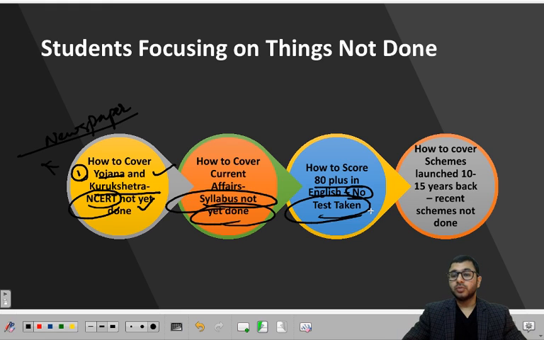How to cover schemes launched 10 to 15 years back? A lot of students asked me, sir, there were three questions from schemes from 1996 to 1999. How do we cover those kind of schemes? There were 20 other questions from schemes between 2017 to 2018. The focus has to be on those schemes. Those three questions were supposed to confuse you, were supposed not to be answered. Nobody could answer them.